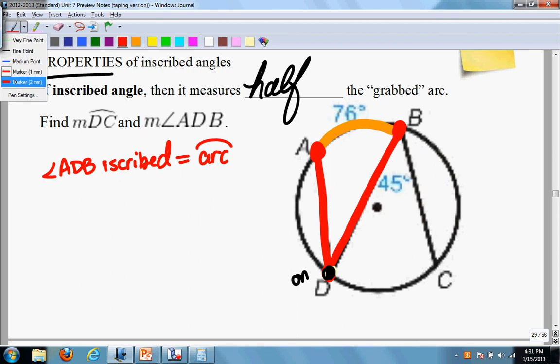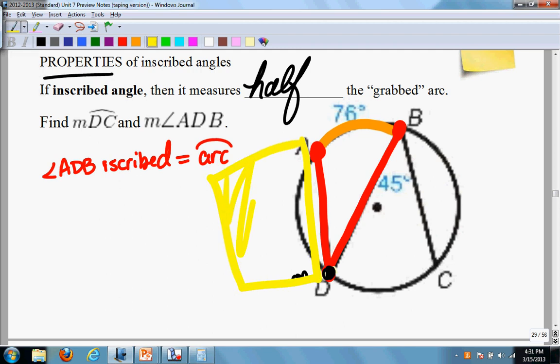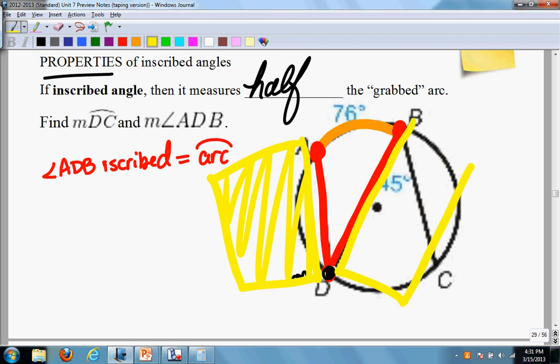Get your Post-it notes, please. I'd like you to put one Post-it note along AD. Put a Post-it note here. Ready? And I'd like you to put a Post-it note here. Now we have framed that angle. The inscribed angle is half the arc.